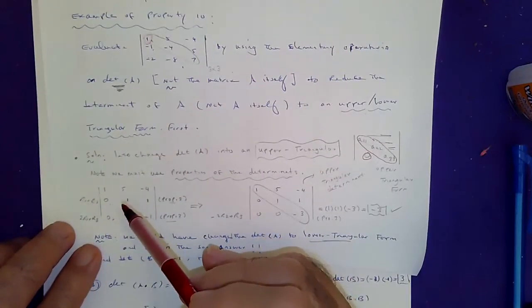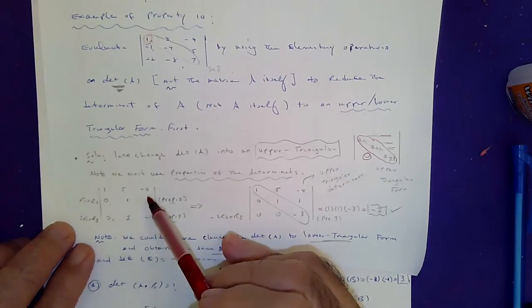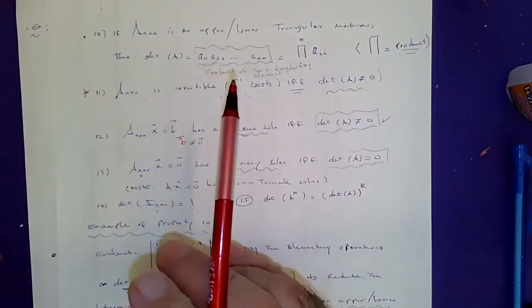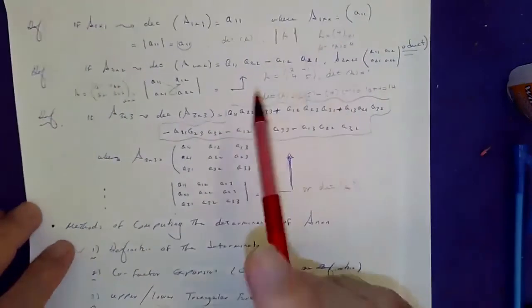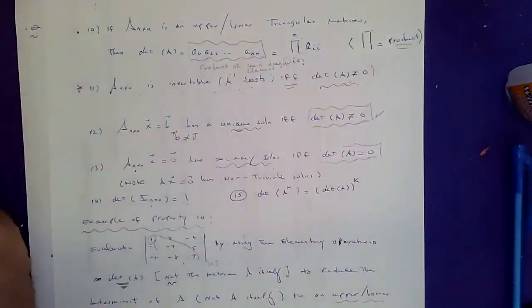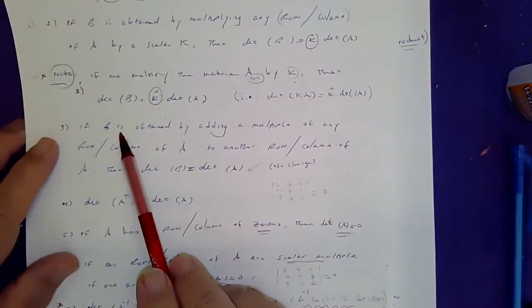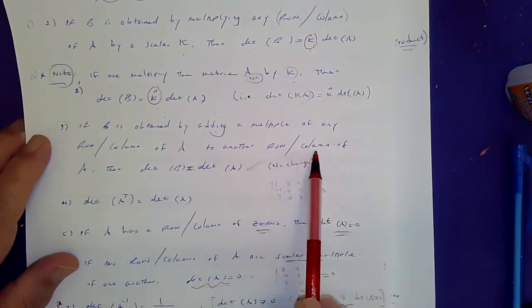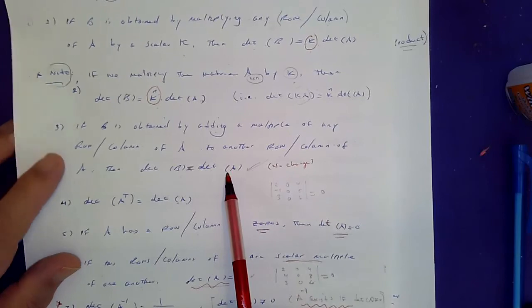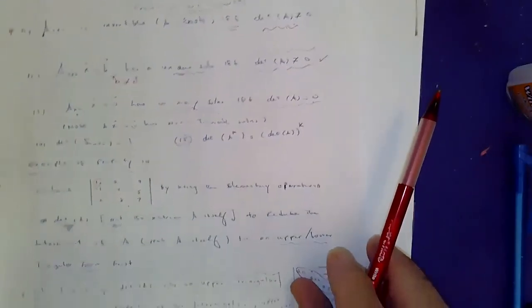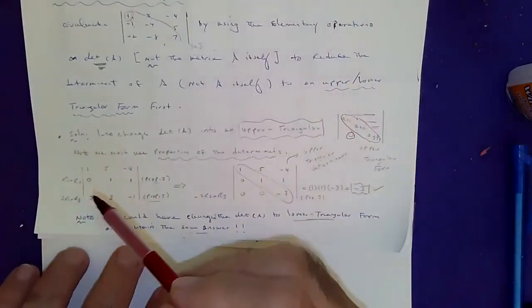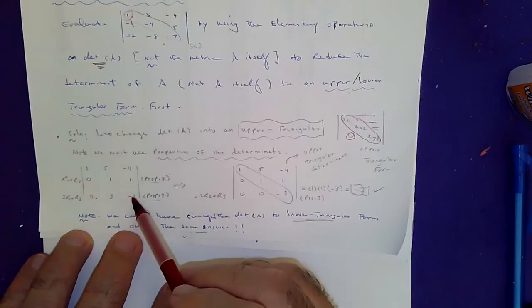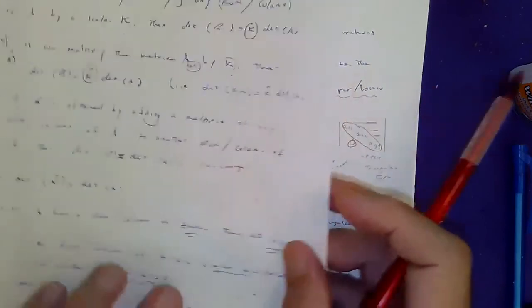Now, wait a minute. This sounds just like row operation form, but you gotta keep these 15 properties in mind. One of the properties was this one: if B is obtained by adding a multiple of any row or column of A to another row or column of A, then the determinant does not change. So here, I'm taking a multiple of one row and adding it to a different row. Therefore, no change in the determinant.